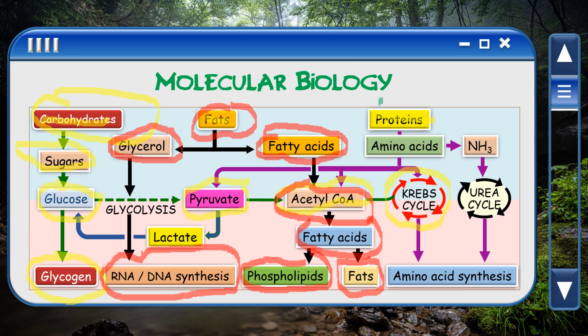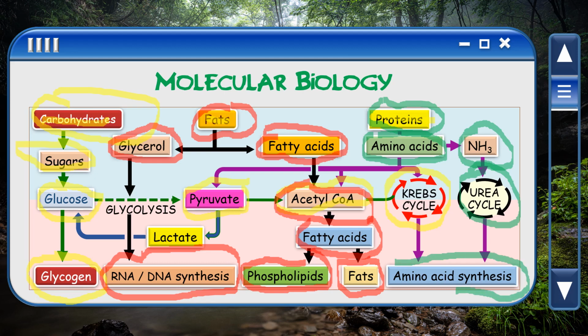Then the proteins are going to be broken down into amino acids. The amino acids can be deaminated to form ammonia, which can be taken to the urea cycle, and then they can be used to either synthesize other amino acids or be released out of the body. So these are some of the chemical substances that are involved in the life processes.